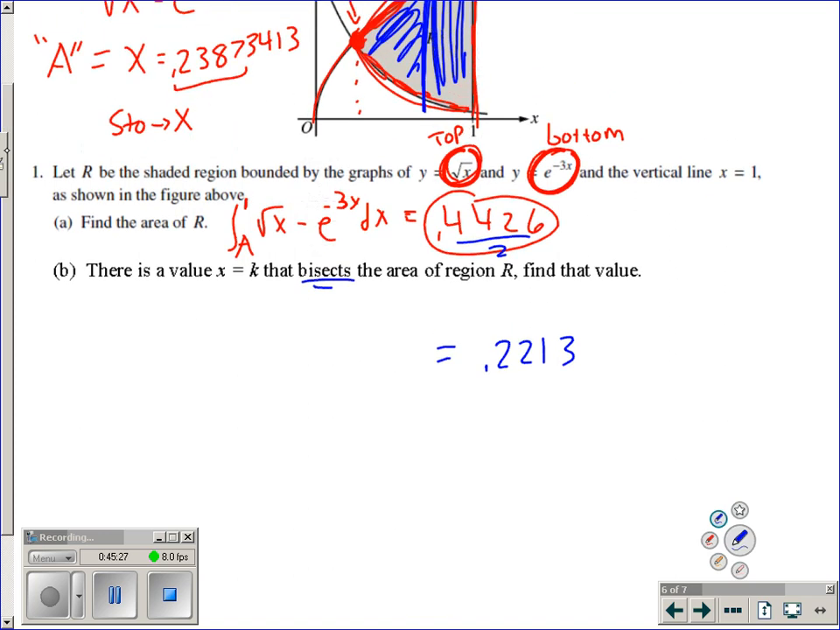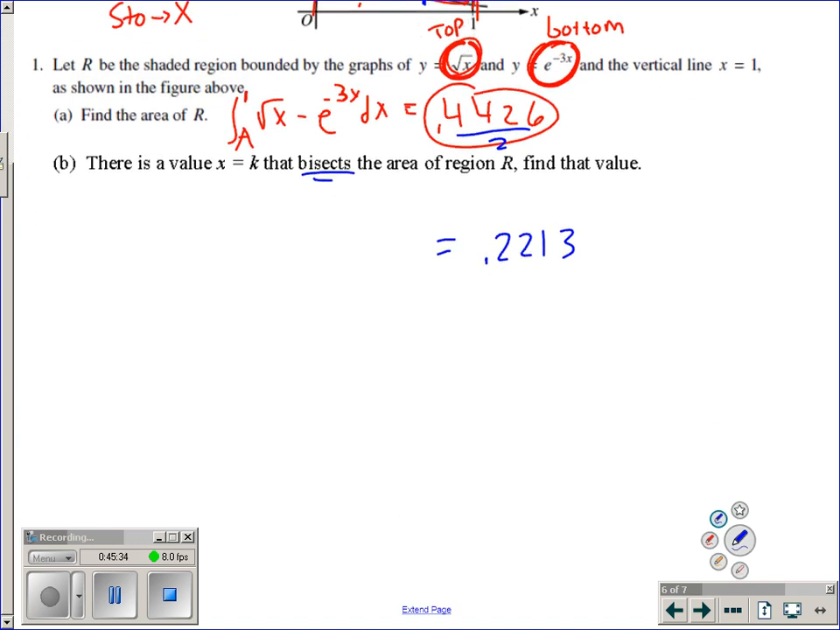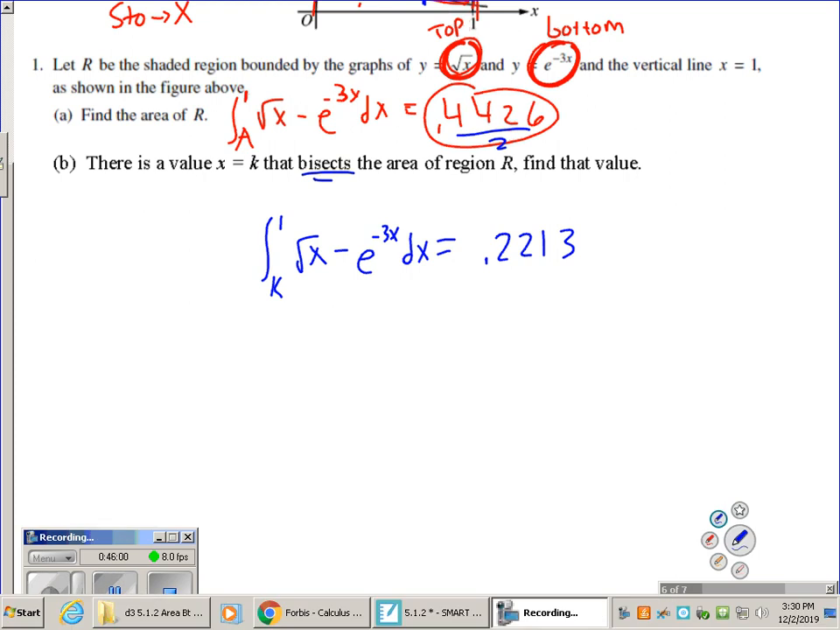Okay, well, how about this? I can either choose to go from a to k or k to 1. If I had an option between my decimal a and my other bound 1, I'm going to choose the easier one, 1. So I'm going to say the integral from k to 1 is going to equal half my area of my top function, square root of x, minus my bottom function, e to the negative 3x dx. All right, there you go. There's your equation that we can set up and solve.